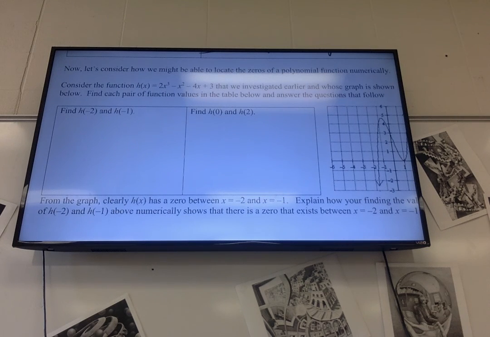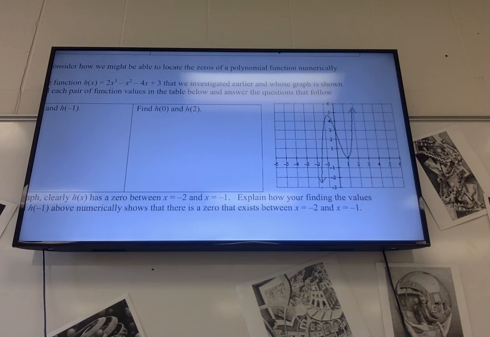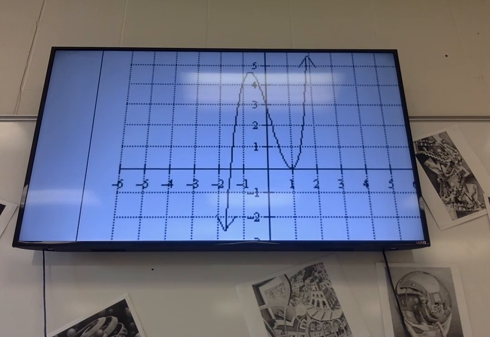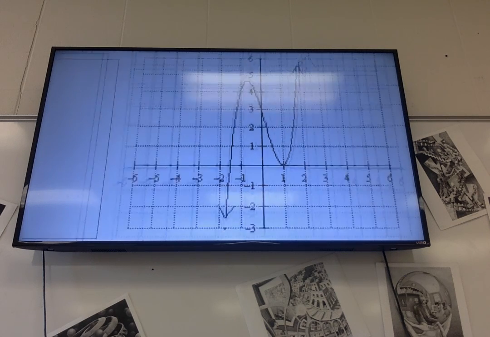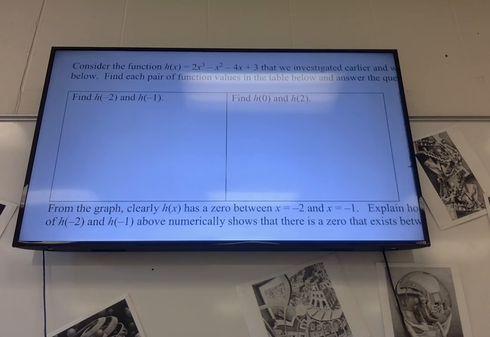Okay, so h of negative 2, if we try to find it on the graph, it's going to go way off the graph because negative 2, you see that it's pointing down. So let's just plug it in. H of negative 2, plug negative 2 in for x, and you can just plug that into your calculator. I'm fine with that. If we had to do it by hand, I'm confident that we could do this.